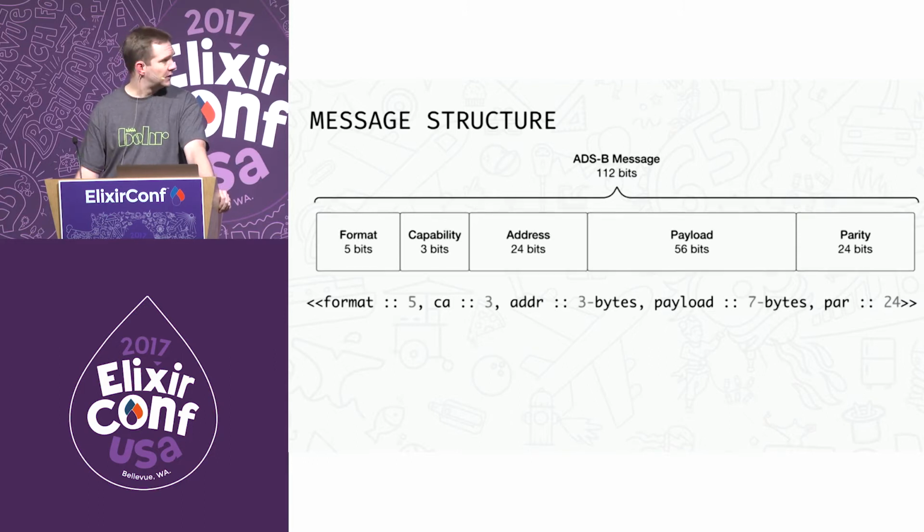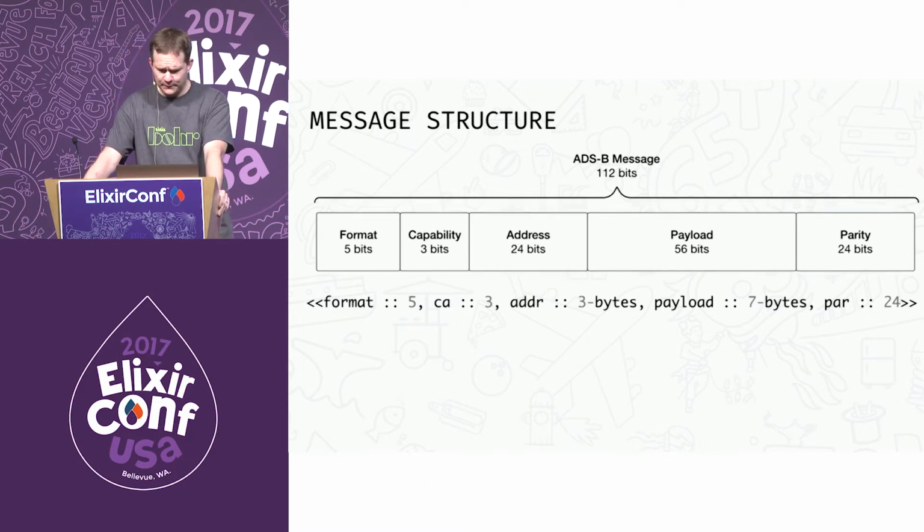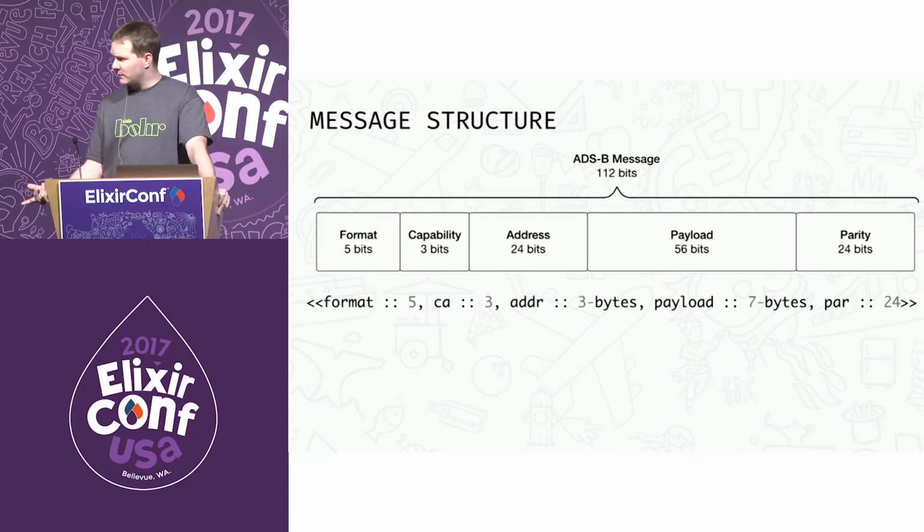Payload, this is obviously the good stuff. It's 56 bits, so it's not a lot. For ADSB, everything is going to start with the type code. And I'll show you an example of that in a second. And then finally, we have parity. We have 24 bits of parity. And this will allow you to verify that the message that was sent is the message that is being received. It will also allow you to correct, I think, up to 1 bit of error.